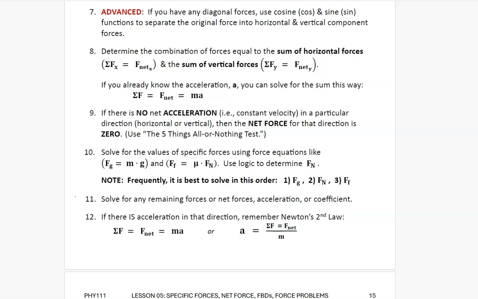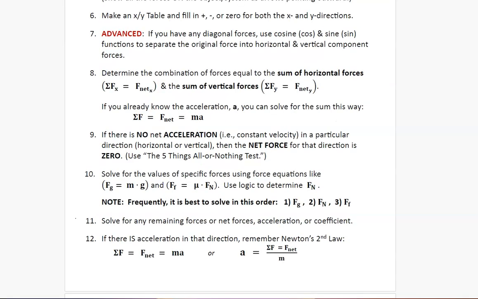All right, so now you solve for any remaining forces or remaining net forces. This allows you to solve for the acceleration or coefficients like coefficient of friction. If there is an acceleration in that direction, remember it's Newton's second law. Net force equals mass times that acceleration, or the acceleration equals the net force, that's the same as the sum of forces, divided by the mass. So these are guidelines. Every problem is going to be a little different, but these will help you solve most of these force problems using free body diagrams and the force formulas.